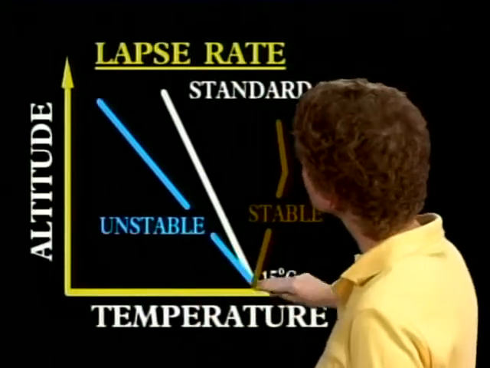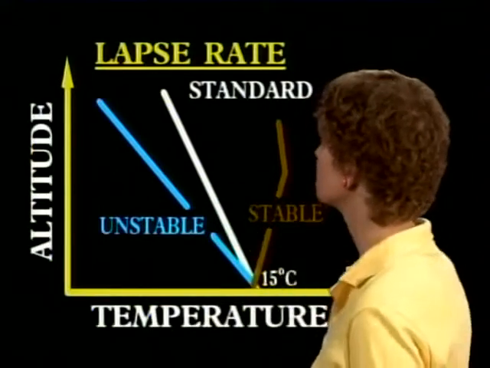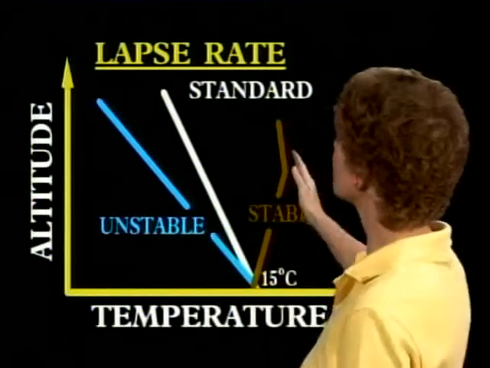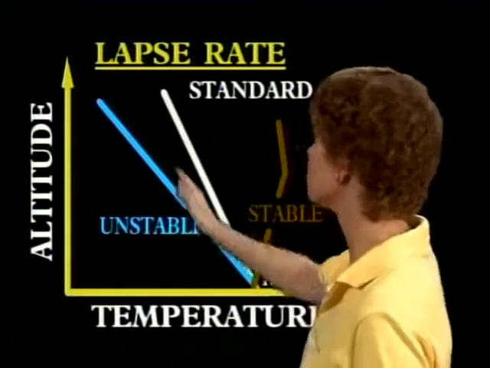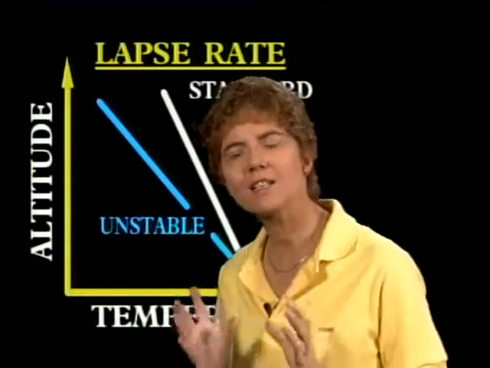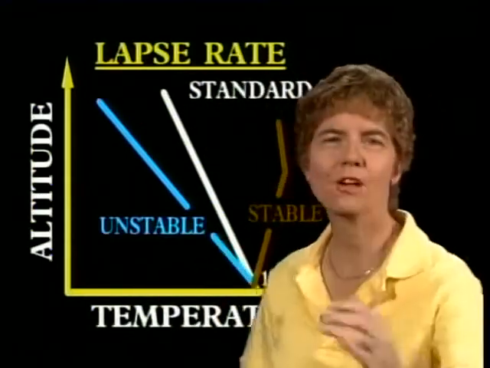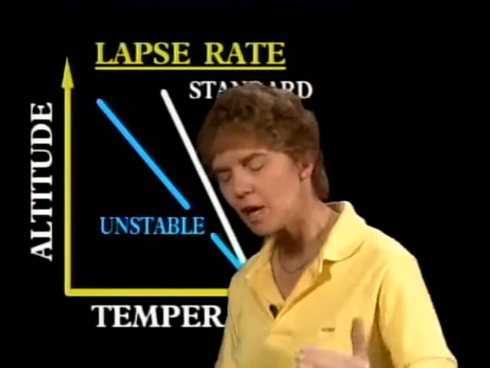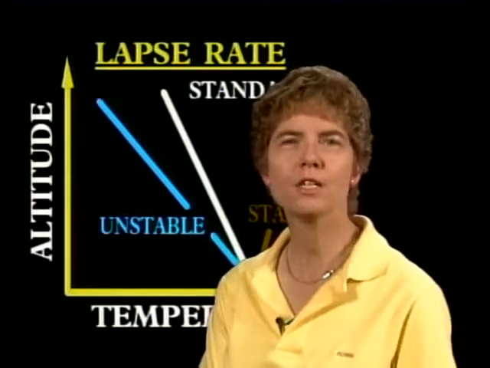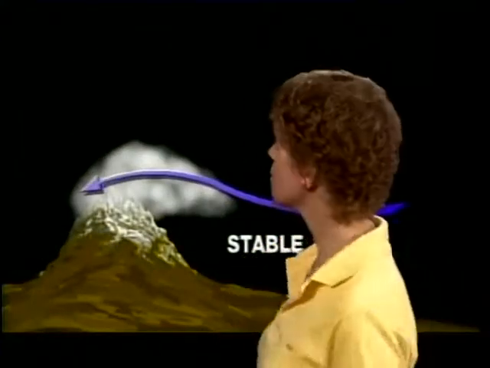If the air actually gets warmer with altitude instead of colder, or if it gets cold much more slowly than normal, in that case you've got a stable atmosphere, and we're going to talk about that kind of weather. Let's assume that you've got moist, stable air that is moving upslope. What kind of clouds are you going to get?